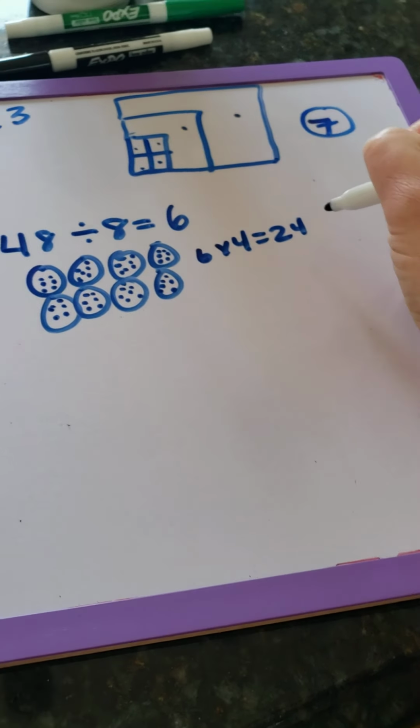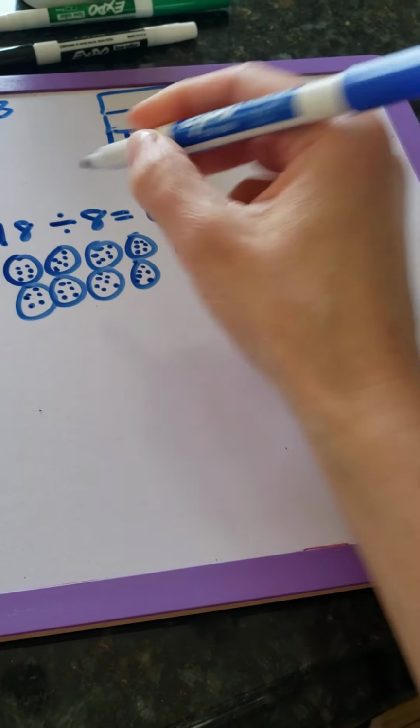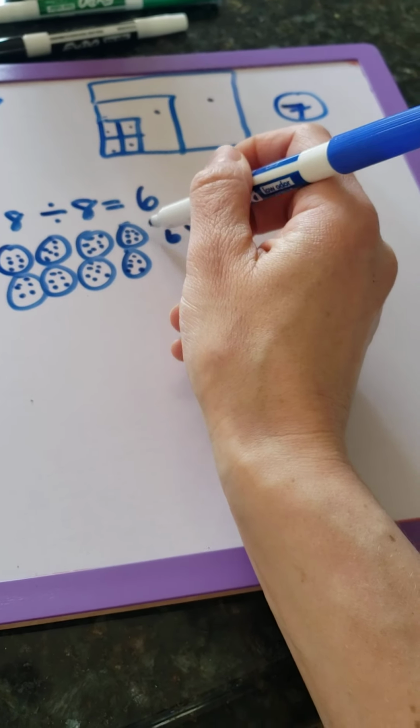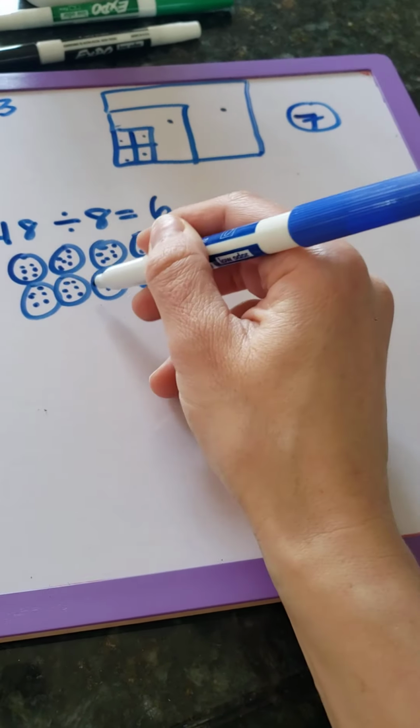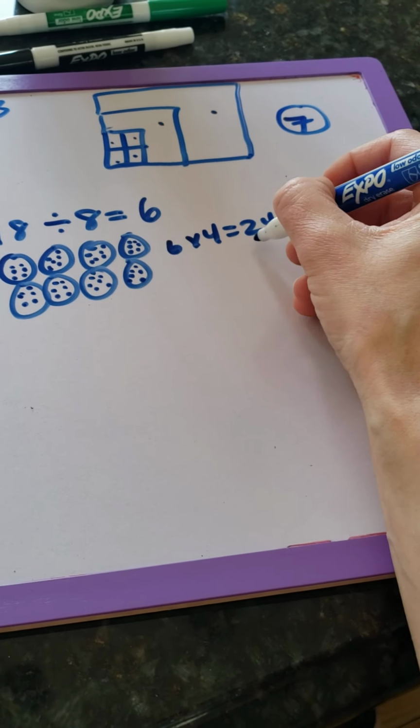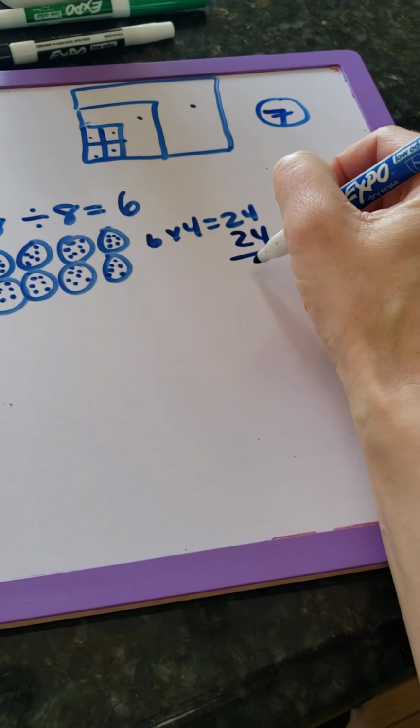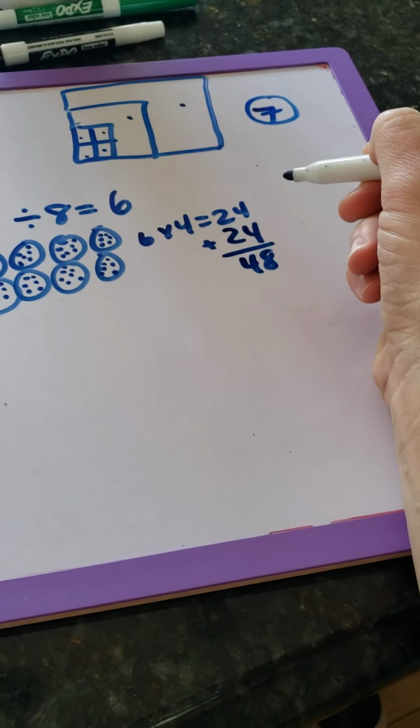So now each kid has 6 cookies. 4 times 6 is 24, and 4 times another 6 is 24. And 24 plus 24 is 48 cookies.